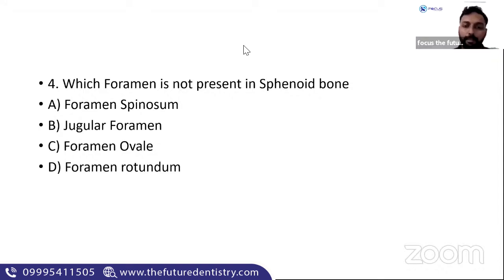Very good. Lacerum, okay, it can be related, but it is not within the sphenoid. Optic canal is there. Superior orbital fissure is there. Very good. Foramen lacerum, remember, it is not a part of sphenoid bone. When you are asking if it is related to sphenoid, yes, you can say it is partly or partially related. But to be very specific, it is not part of sphenoid bone.